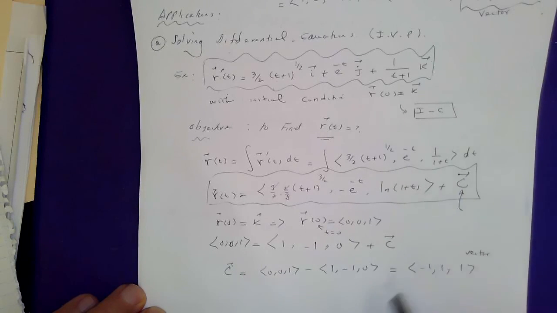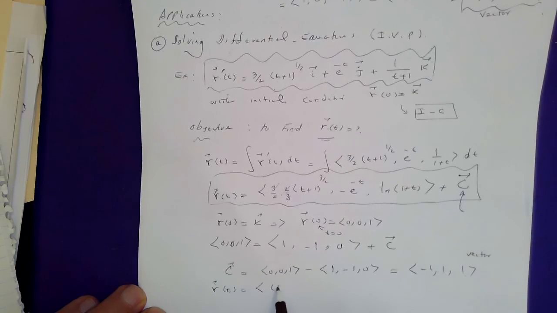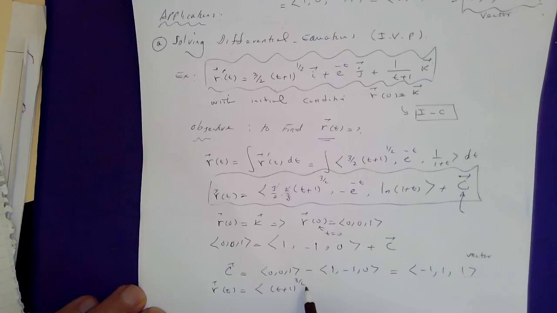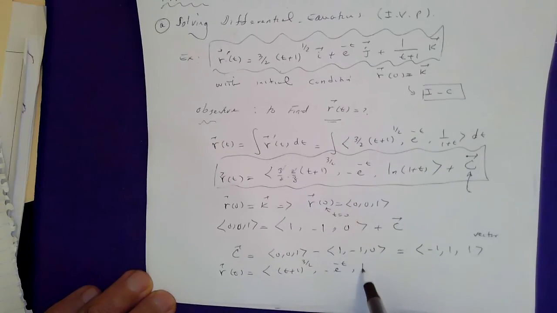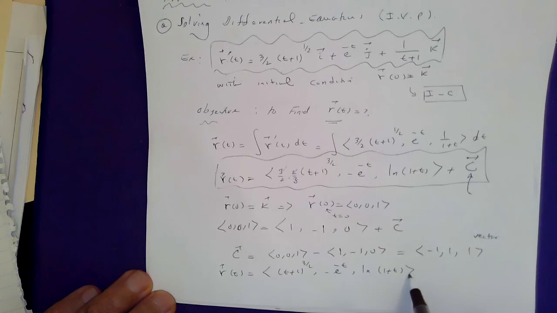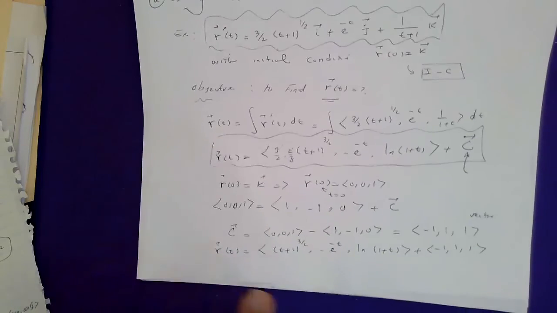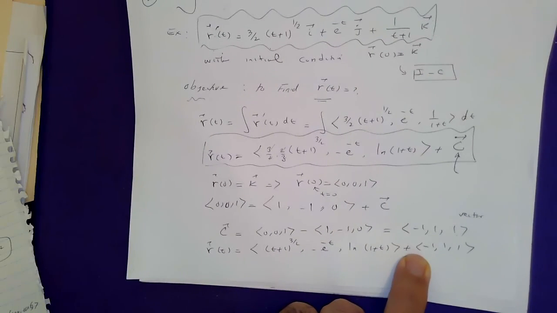You go back to the equation inside the box, replace the c with this guy. So r of t is equal to what? ((t+1)^(3/2) - e^(-t), ln(1+t), ...) plus (-1, 1, 1). So now you've got two vectors, which the job is to add them up.